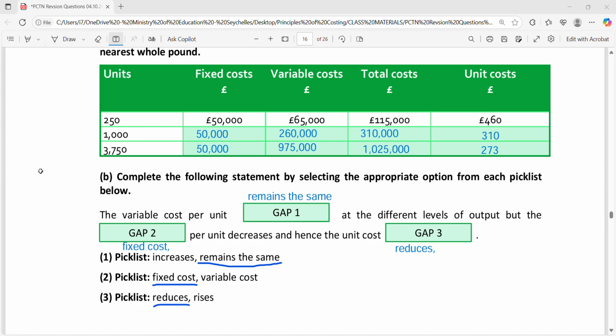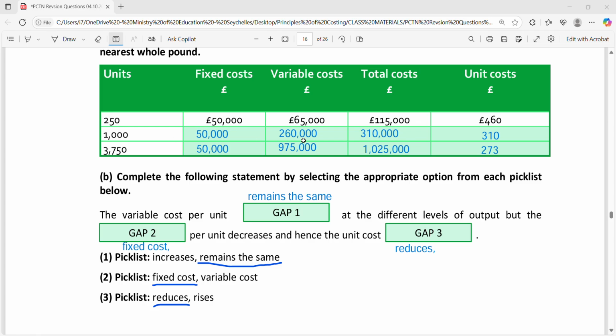And this one will also reduce because the number of units here are more. As the number of units increases, the fixed cost per unit reduces. So you will see this one will be 50,000 divided by 3,700. So this is 13. So you can see this one is reducing, which is consistent with the answer that we put here. So the variable cost per unit remains the same at different levels of output, but the fixed cost per unit decreases. And hence, what will ultimately happen to the unit cost, the total unit cost?